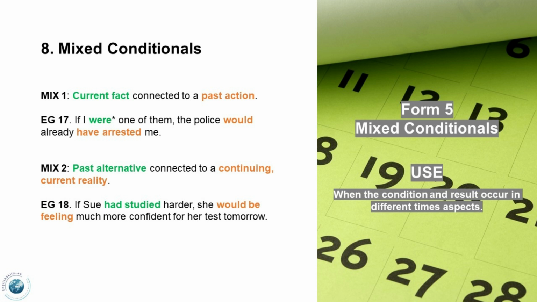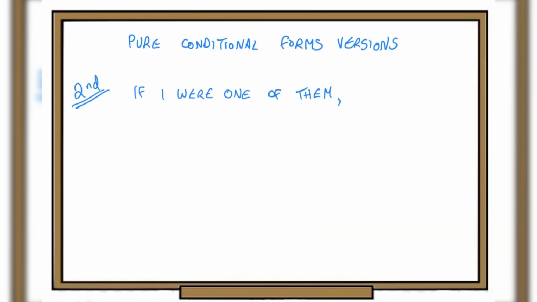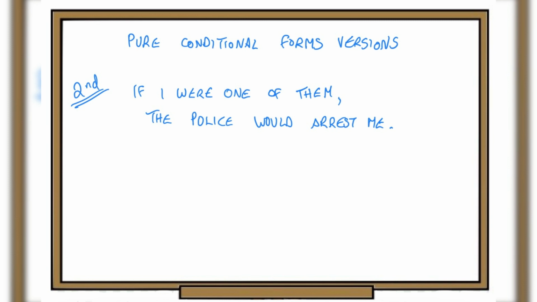Example 17. If I were one of them, the police would already have arrested me. Clause 1 is the if clause in the second conditional form. Clause 2 is the results clause in the third conditional form. Let's compare the example with its pure second conditional version. If I were one of them, the police would arrest me. Notice the difference. The pure second conditional form focuses on the future, a hypothetical future.